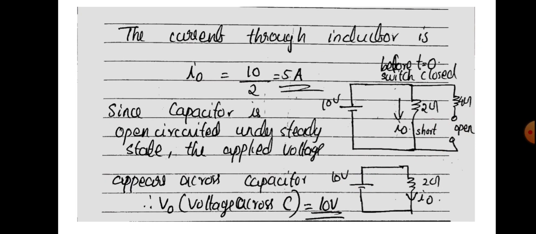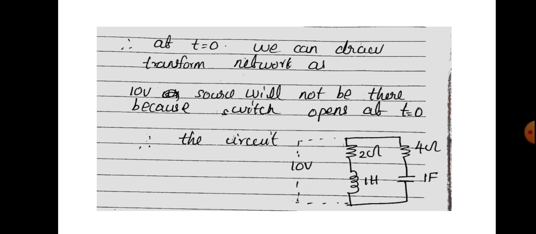Now you are analyzing the circuit at time t equal to 0. You know that at time t equal to 0, the switch is open. So, the 10 volt battery will not be there in the circuit and the rest of the circuit portion will be this. So, at t equal to 0, this will be the circuit, and you can draw the transformed impedance circuit for this circuit portion. The 10 volt source will not be there, but this part of the circuit will be there.